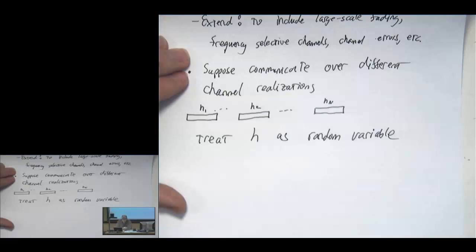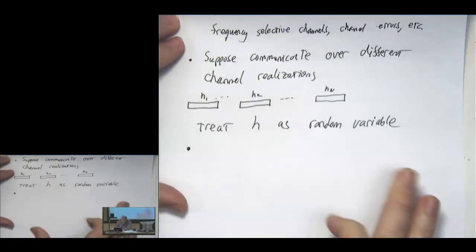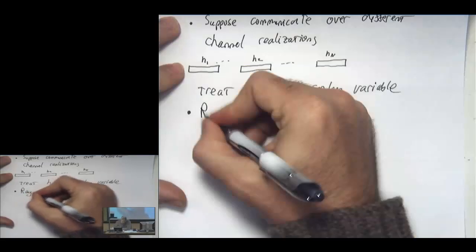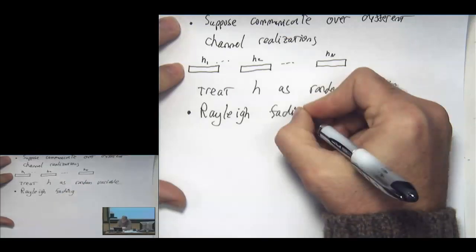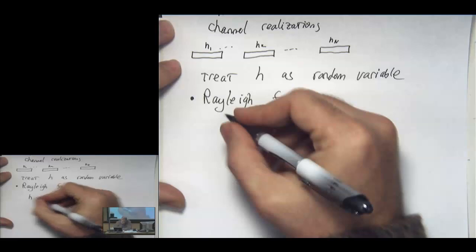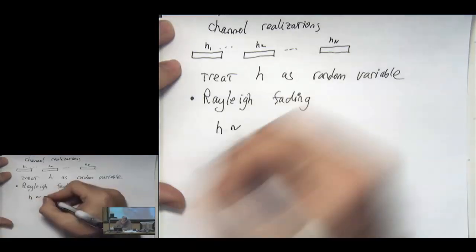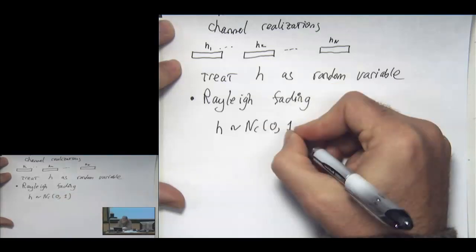Okay, so at this point, to do any kind of analysis, we need to specify the distribution of this random variable, so we can do something with it. Like everything else, there are several different options. The one that we always start with from an analytical perspective is what's called Rayleigh fading. You hear the term Rayleigh fading channel used a lot, and we're going to evaluate performance in the Rayleigh fading channel. What that means is very specific: it means that the channel H has distribution complex Gaussian with zero mean and unit variance.